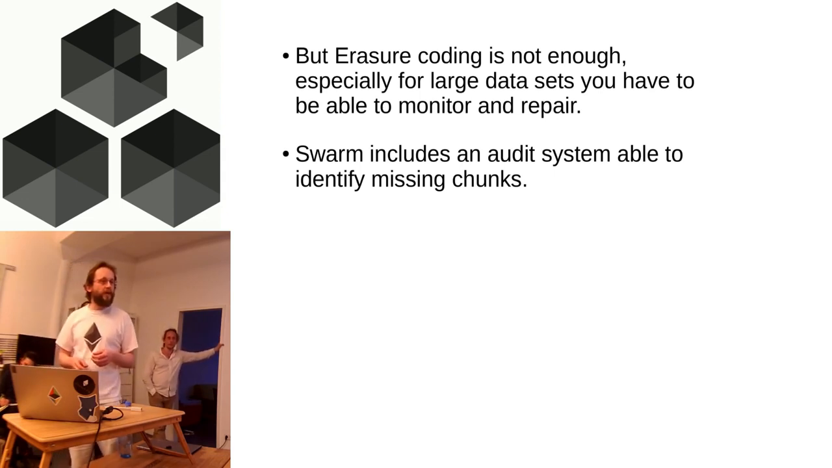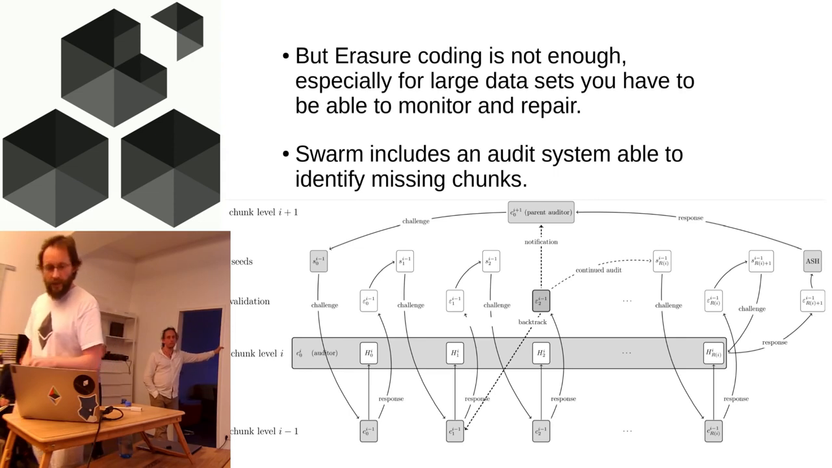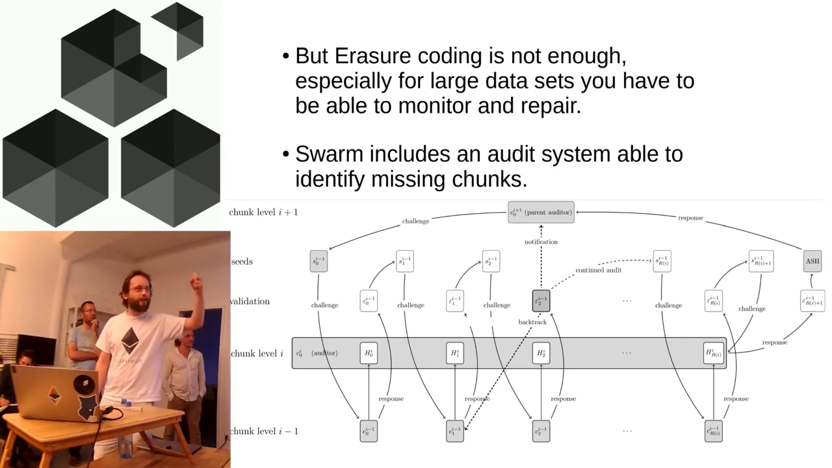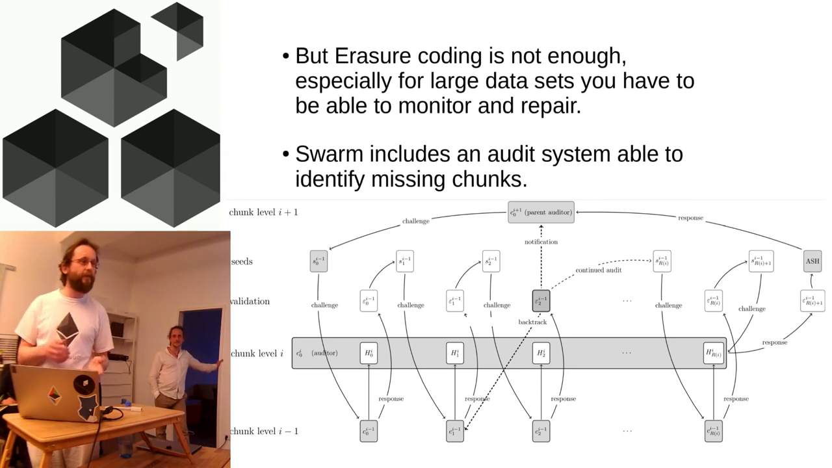So instead of having to download the entire file to see that everything is still there, you can launch an audit which gets passed on from node to node. It looks somewhat like this, where you launch an audit, it gets transported node through the entire swarm and comes back with an answer, yes, the file is still there.